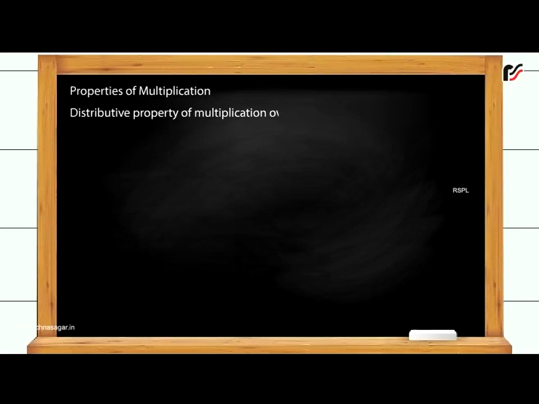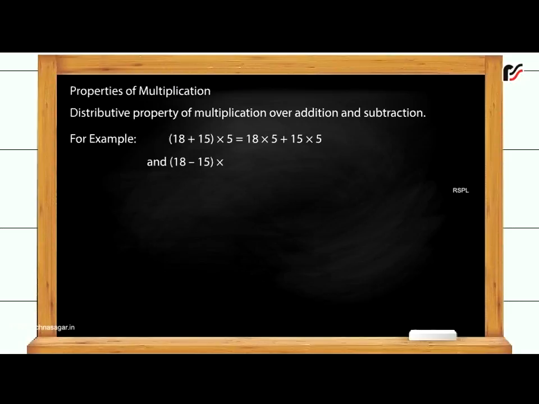Distributive property of multiplication over addition and subtraction. For example, sum of 18 and 15 multiplied by 5 is equal to sum of product of 18 into 5 plus 15 into 5, and difference of 18 minus 15 into 5 is equal to difference of product of 18 into 5 and 15 into 5.